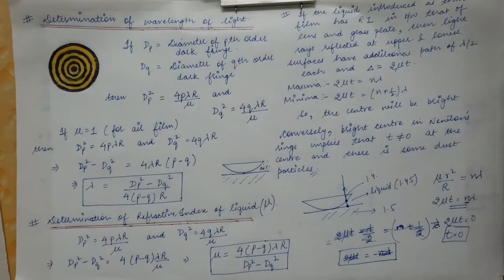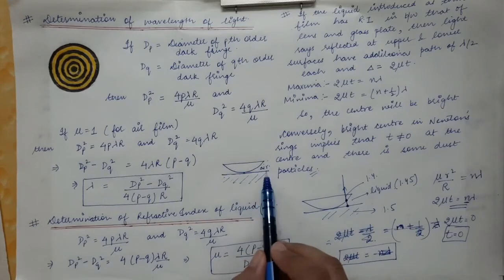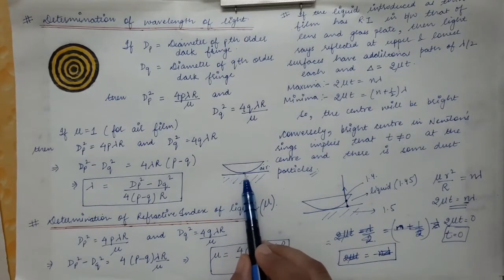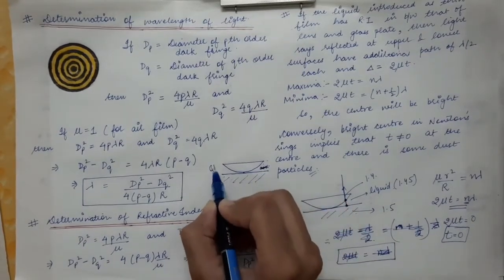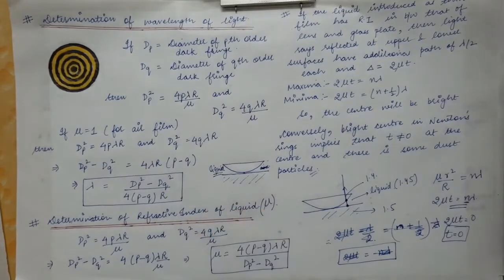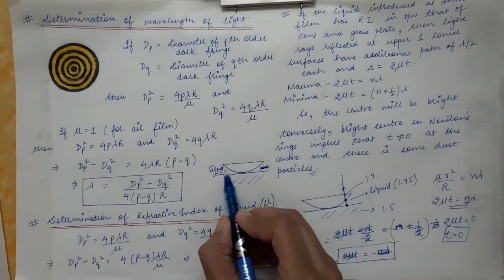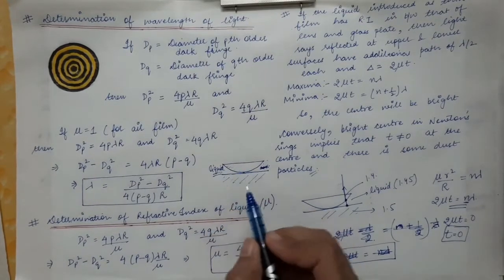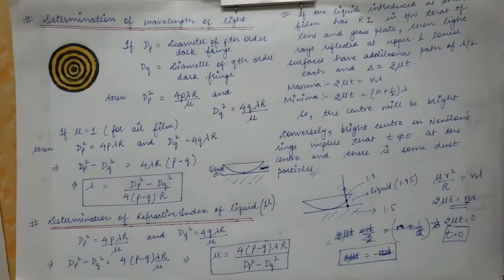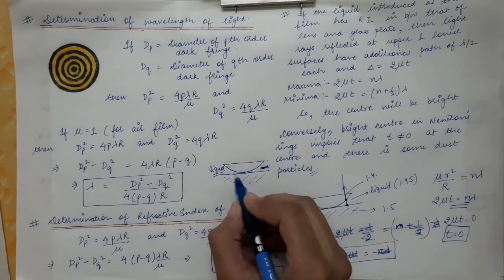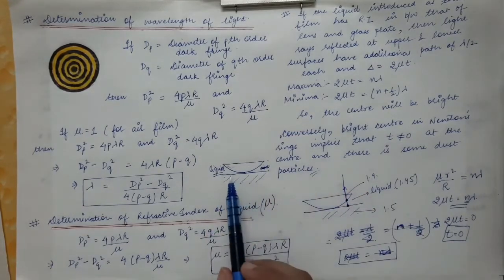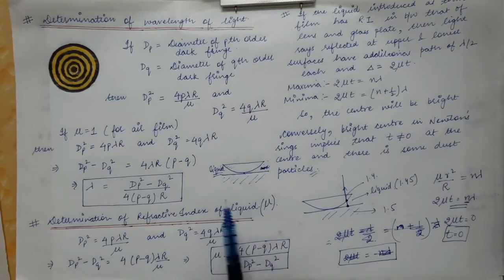Now consider the liquid which is introduced in the space between the lens and the glass plate, instead of air. The refractive index of this liquid is such that it is greater than that of the lens, but it is less than that of the glass plate. So the refractive index of the liquid is greater than that of the lens and it is less than that of the glass plate.